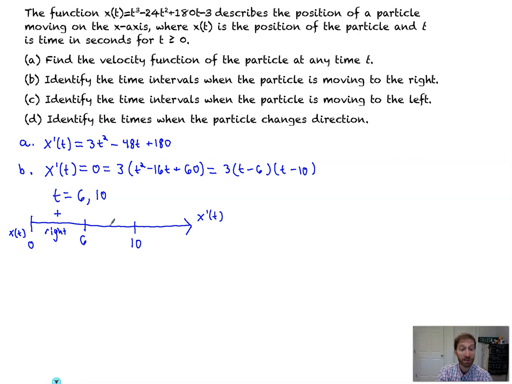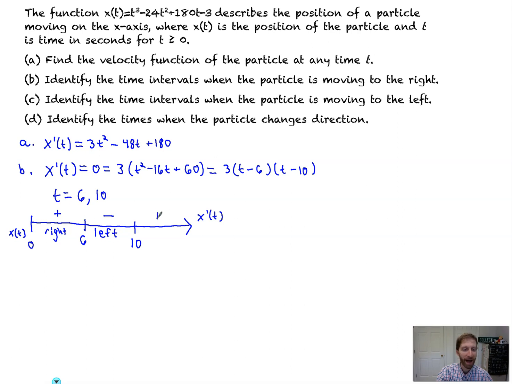Right? Now, from 6 to 10, let's plug in, I don't know, 8. 8 minus 6 is positive. 8 minus 10 is negative. Positive times a negative is a negative. Well, if we're moving in the negative direction on an x-axis, that would be to the left. Perfect. So negative would be to the left, everybody to the left. And I don't know why I'm singing that, but I am.